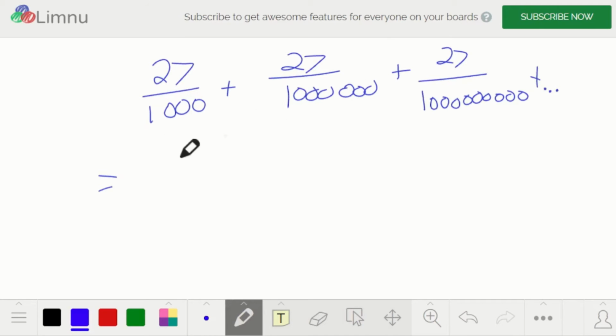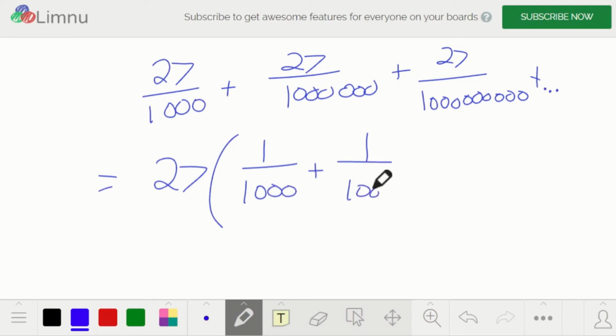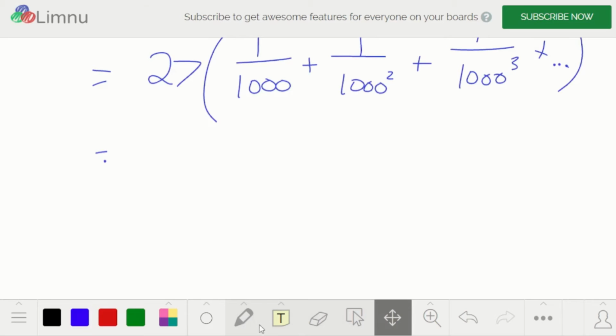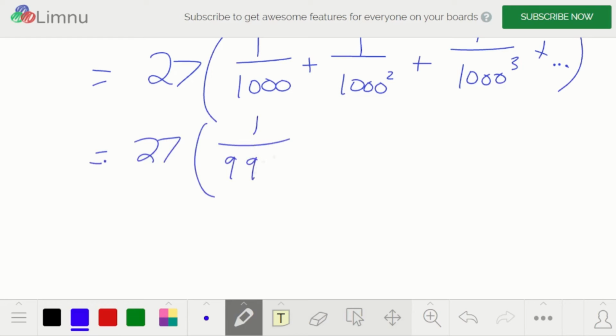So what we really have is 27 times the pattern 1 over 1000 plus 1 over 1000 squared plus 1 over 1000 cubed, and so forth. Now, if you have gone far enough in math to see geometric series, and not everyone has, and you don't need to know geometric series to know what to do next, but if you do, then you'll understand how this works. You can see that 1 over 1000, if you treat it as an infinite but converging geometric series, you can show that that is 1 over 999. So 0.027 repeating is the same as 27 over 999.